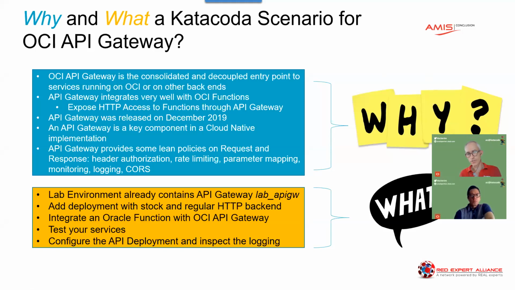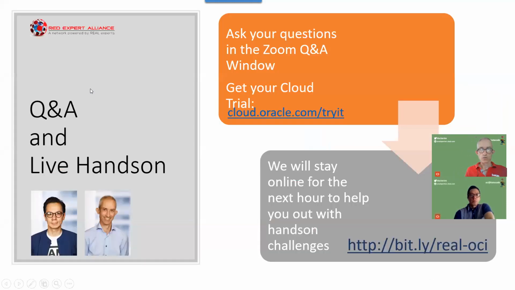Basically, you have to configure on the API deployment that you want to have logging. You have to specify at which level you want to have logging, and then log files will be created in your object storage account. So this completes our demonstration and introduction of services for today.